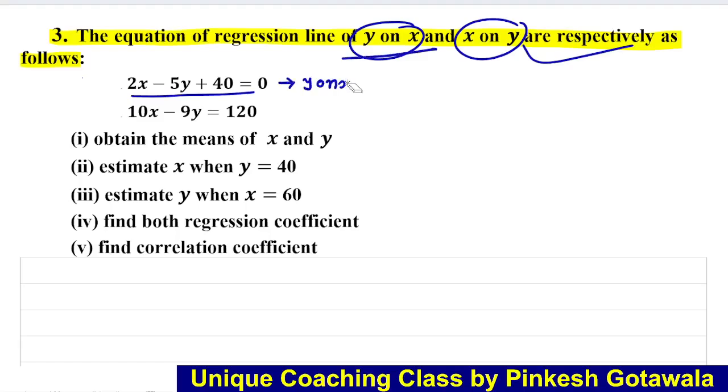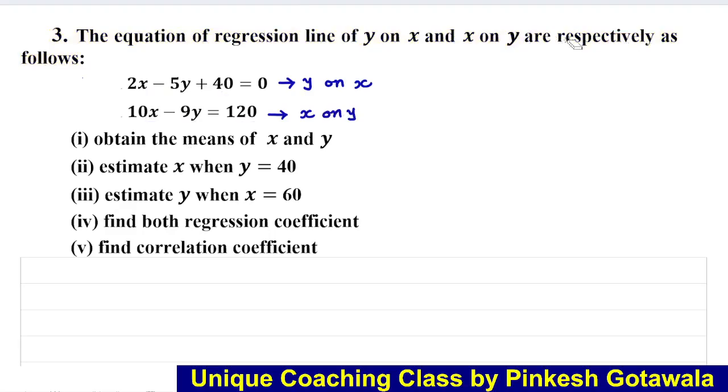As said here, first is y on x and the second is x on y. So here the new point is that whatever we normally find out, that is the regression line, is already given here. The regression line we used to find out has been given ready-made.